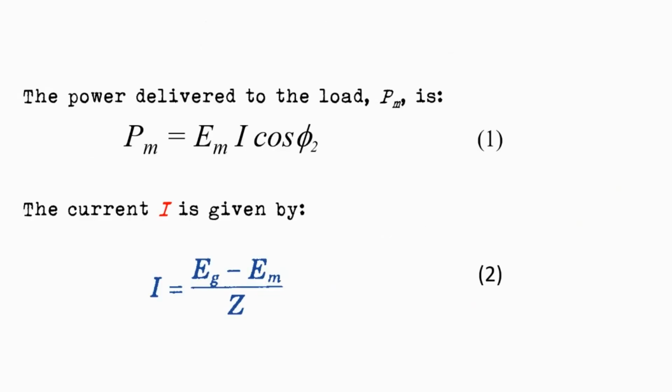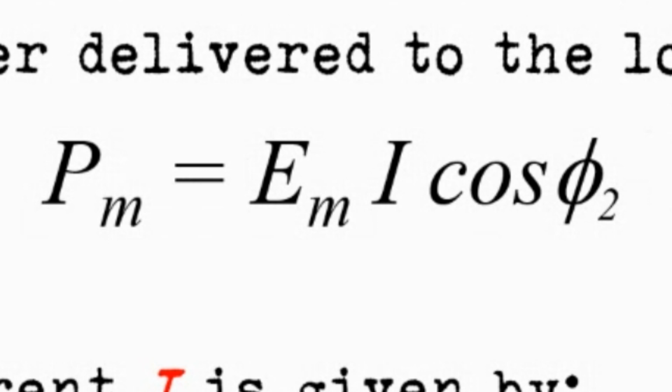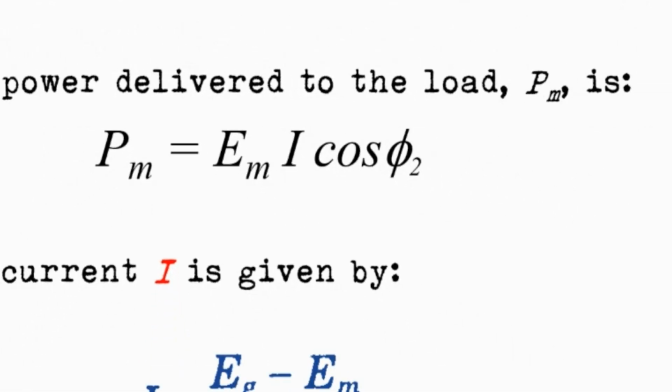Now, for the power delivered to the motor, to the load side, always the power is voltage multiplied by current by the power factor, cosine the angle between them. So the voltage is Vm, current is I, and we saw that the angle is phi 2. So the power delivered at the motor side is Em I multiplied by cosine phi 2.